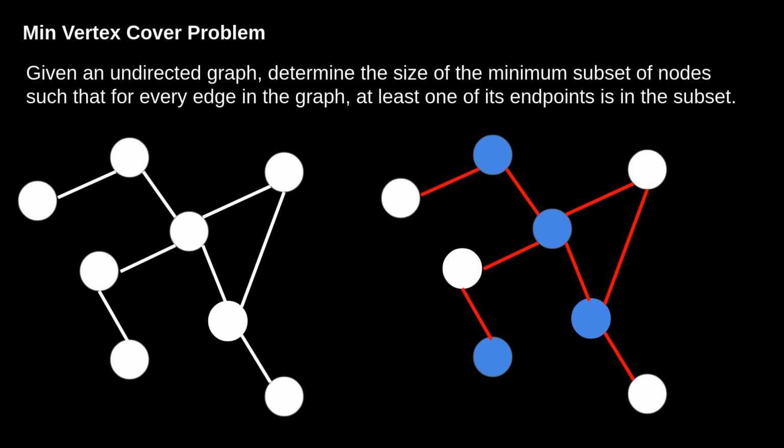So for example, I've demonstrated this with the graph on the screen. If we mark the 4 middle blue nodes, we can see that every edge in the graph is adjacent or connected to at least one of those marked nodes. You can reason about and notice that there's no set of 3 nodes that would be able to cover every edge. And so we know that the size of the min-vertex cover for this graph is 4.